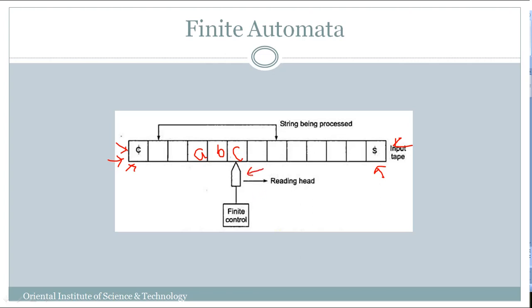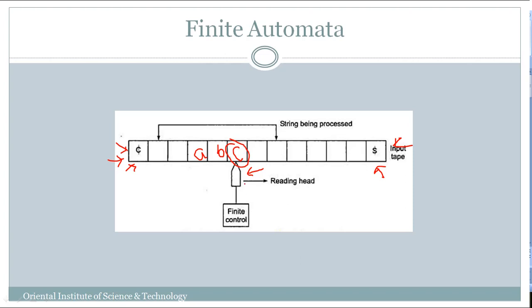Now, there is a reading head. This reading head reads one cell at a time. This particular input tape is further divided into cells, so the reading head will read a particular cell. Let this time the reading head be on c. At this time, the reading head will read this particular c.